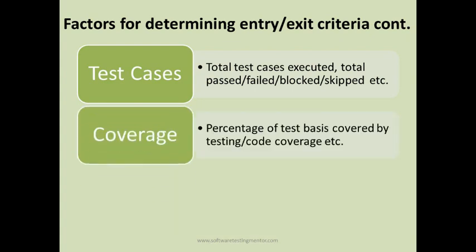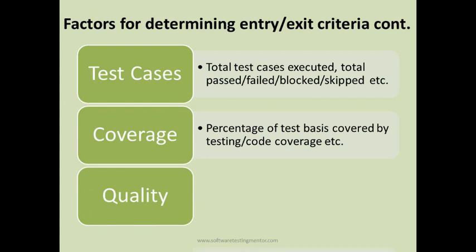Then the coverage, so percentage of test bases covered by testing, or code coverage. If your entry criteria says that your functional testing phase should have code coverage of at least 80%, or the unit testing phase should have coverage of more than 90%, then you cannot release a build. The developers cannot release a build unless and until the code coverage reaches more than 90%. So coverage is another entry and exit criteria for testing.